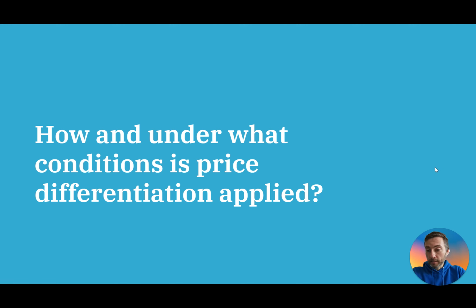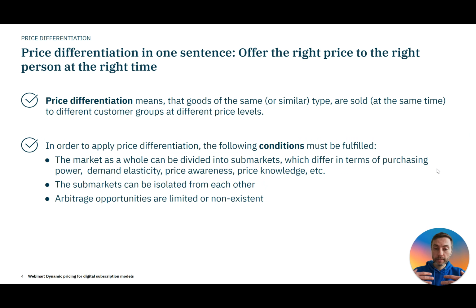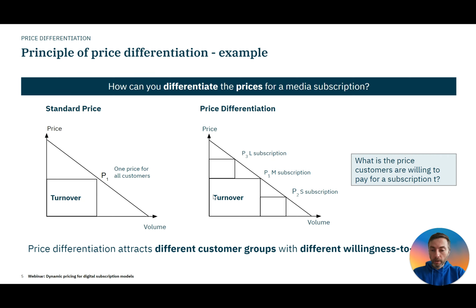Before we start talking about dynamic pricing, we have to talk about price differentiation because that's the backbone of dynamic pricing. Price differentiation means that you have a good or multiple similar goods that you sell to different customer groups at different prices. So if you don't differentiate, on the left-hand side, you basically have one product, you sell at one price, and you get a single rectangle on turnover.